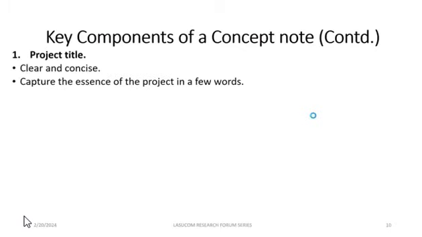So what are the step-by-step guides for the concept note? First, there is a project title, which we learned last week. You must develop a research question. What is the title of your research? It must be clear and concise. It must capture the essence of the project in a few words.